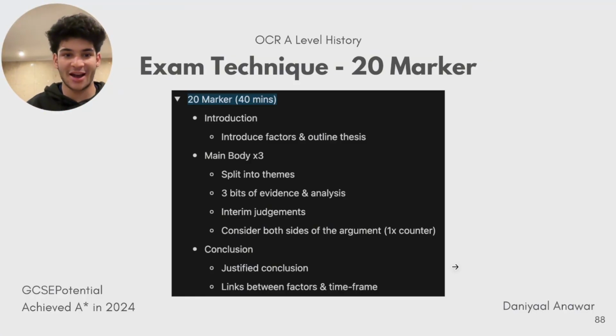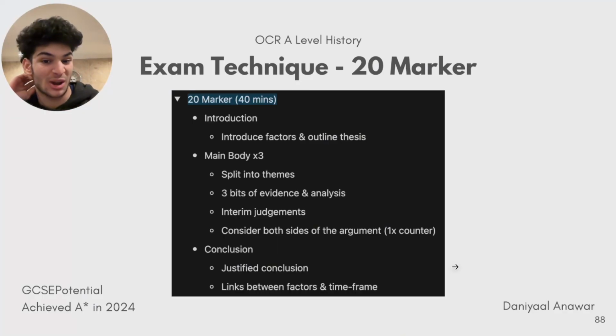As I was saying, main body, three paragraphs, so three instead of two for the 20 marker. Spend 40 minutes on this. Consider both sides of the argument, but whatever your main point is, you've got to constantly refer back to that. You have to say, okay, therefore, this one's the most important. In the conclusion, once again, justify your conclusion. Do you know what, the 10 and 20 marker are quite similar. You just go into more depth for the 20 marker. That's about it. That's what I would say.